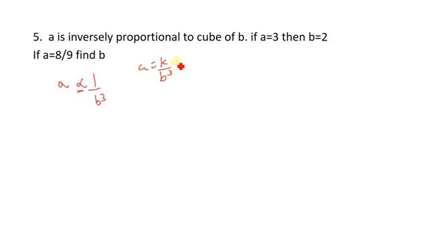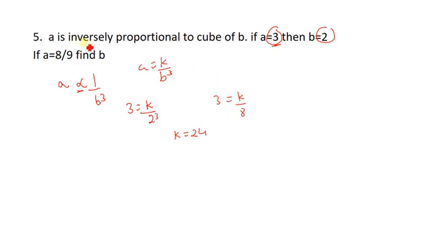Okay. Now here it is said that if A is equal to 3, then B is equal to 2. With the help of this, when I substitute the value of A and B, I can get the value of K. Okay. So A is 3. So 3 is equal to K upon, what is B? 2. So 2 cube will be 8. So 3 is equal to K upon 8. That means K is equal to 8 3s are 24.